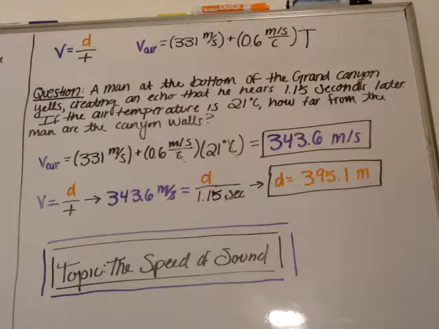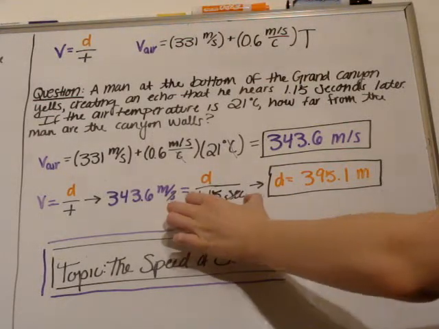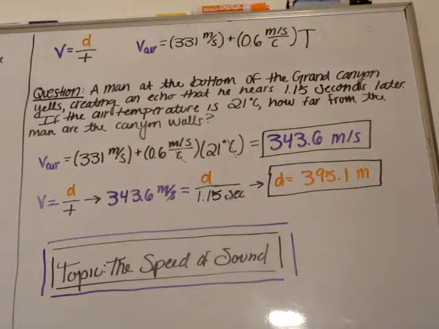And we're just going to plug that into the other equation now, the one on the top left. Velocity equals distance over time, which in this case is going to be 343.6 meters per second equals distance over 1.15 seconds. And that 1.15 seconds is given to you in the question itself. And what you're going to do is multiply this 1.15 times 343.6 to get rid of it in the denominator and to isolate the distance.